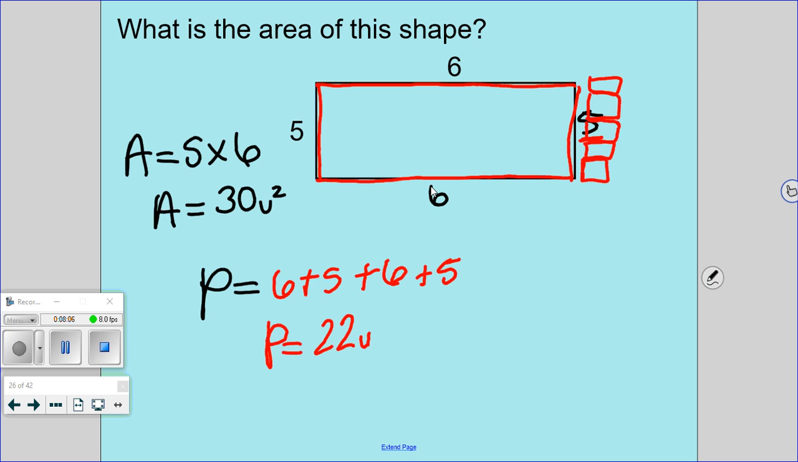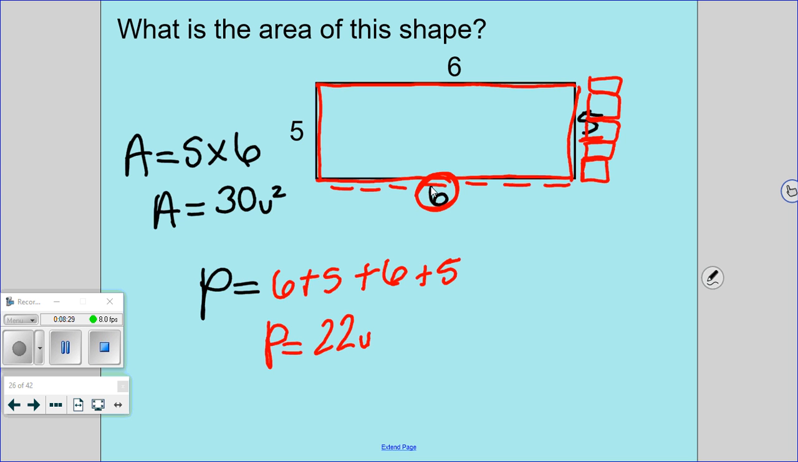A couple of you decided to do this. You're like, well, I think that side is 1, 2, 3, 4, 5, 6, 7. It might be 7 for your little line, but you have to look at the dimension. It tells you how many squares are there. You don't have to draw them. Does that make sense?